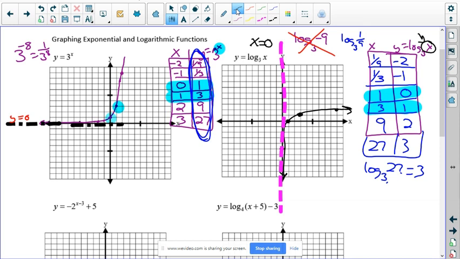At x equals 0, there's a vertical asymptote because that's the first value that x can't be. The argument for a log must be positive. Log base 3 of 0 does not exist because this is the value you would need to take 3 to some power to get 0. 3 to some power never becomes 0. So that's why log base 3 of 0 does not exist.